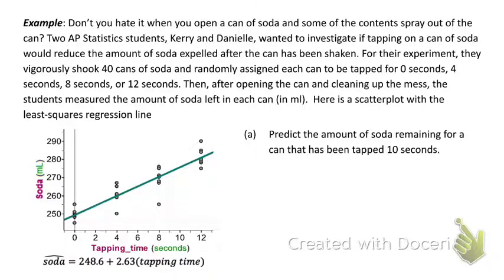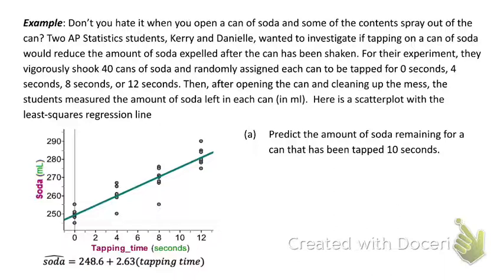So for their experiment, they vigorously shook 40 cans of soda. They wanted to be extra sure. They randomly assigned each can to be tapped for either 0 seconds, 4 seconds, 8 seconds, or 12 seconds. Since they were tapping a certain number of seconds every time, that's why these are lined up like this. They just didn't happen to do 1, 2, or 3, 5, 6, or 7. That's why there are these spaces in this graph. Then they opened the can and measured the amount of soda left in the can.